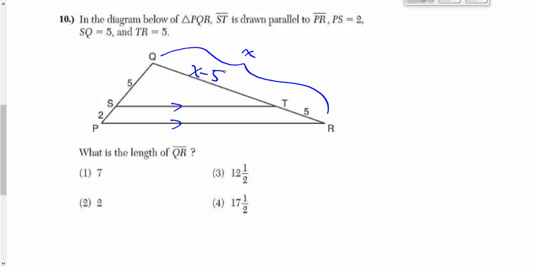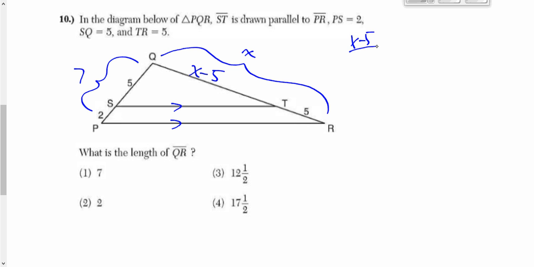Now you can set up your proportion. So you still set it up the same way? Now you can set up correctly corresponding things to corresponding things. So X is going to correspond with what then? X is a full side. So what would be our proportion? Let's see. Over 2.